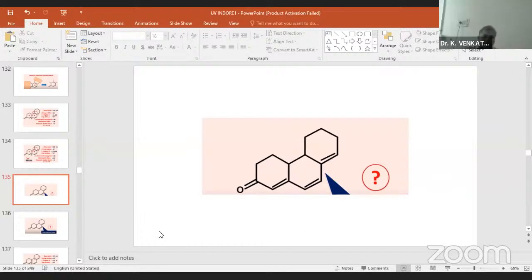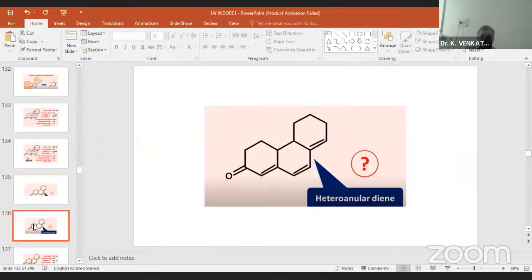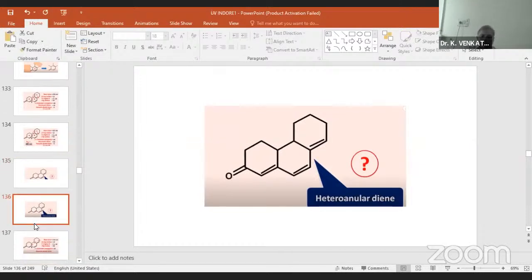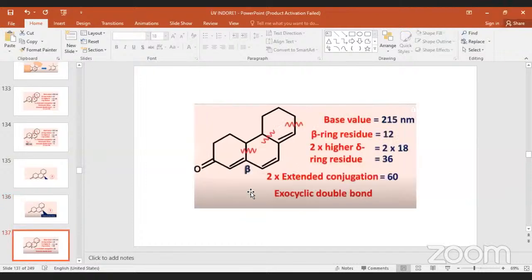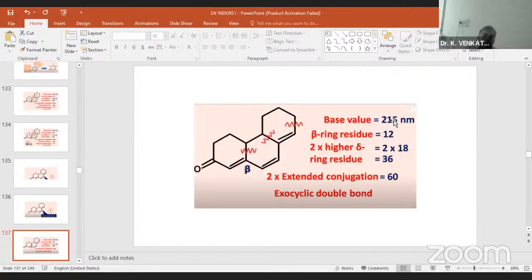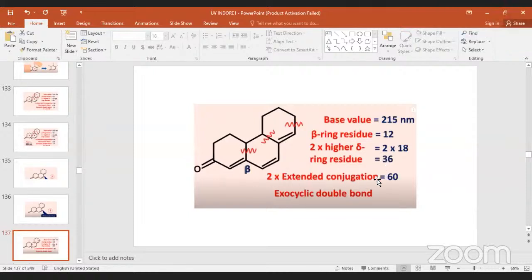Okay, we will check. So here, a heteroannular diene is present. No need to calculate, no problem. Alpha, beta unsaturated: 200, 15, 7. So the base value is 215, and the beta ring residue is 12, and the 2 higher delta ring residues, that is for 36, and the 2 extended conjugations present is 60.